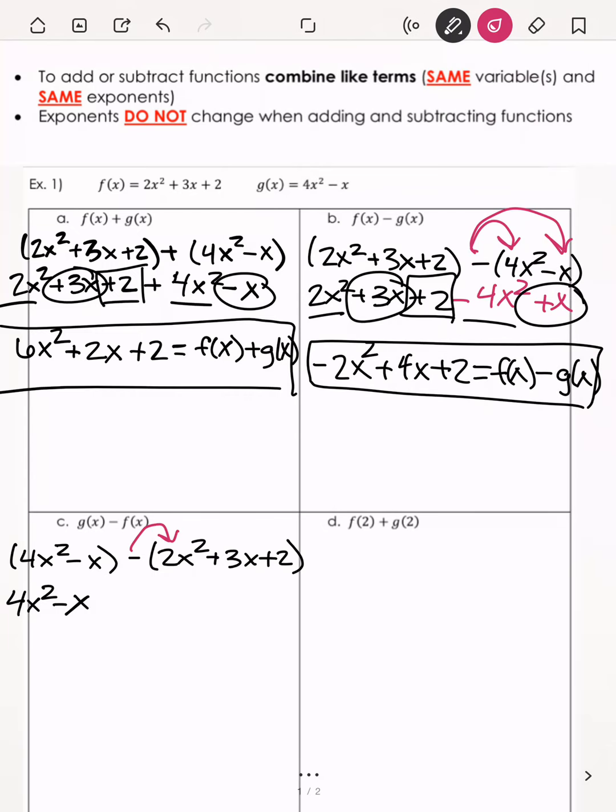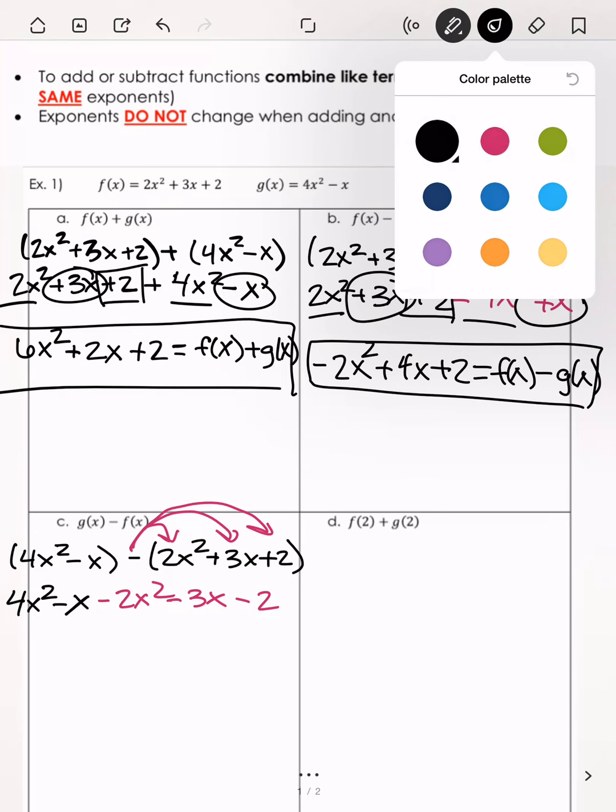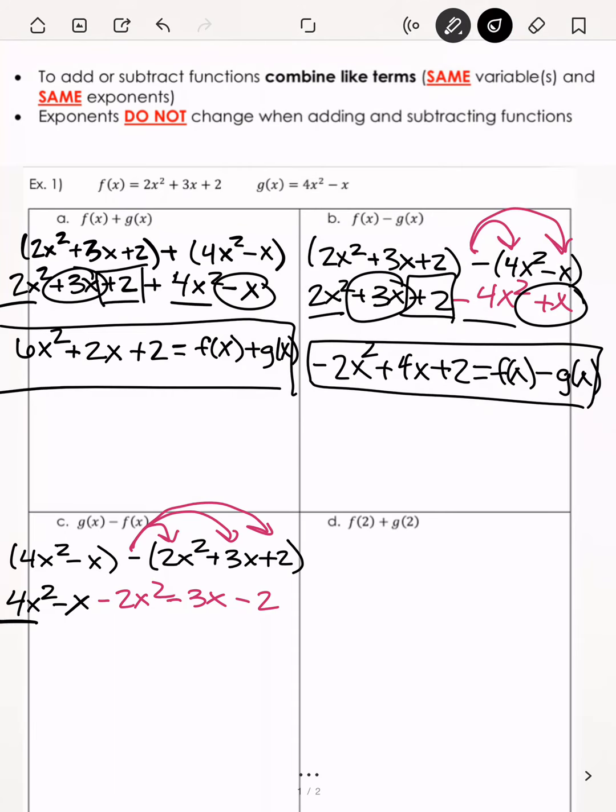So negative times a positive 2x squared is a negative 2x squared. A negative times a 3x is a negative 3x. Fix that mistake. Negative 3x. And a negative times a positive 2 is a negative 2. So now we combine like terms. 4x squared with a negative 2x squared, which is a positive 2x squared. We have a negative x minus a 3x, that's a negative 4x, and then the constant negative 2.